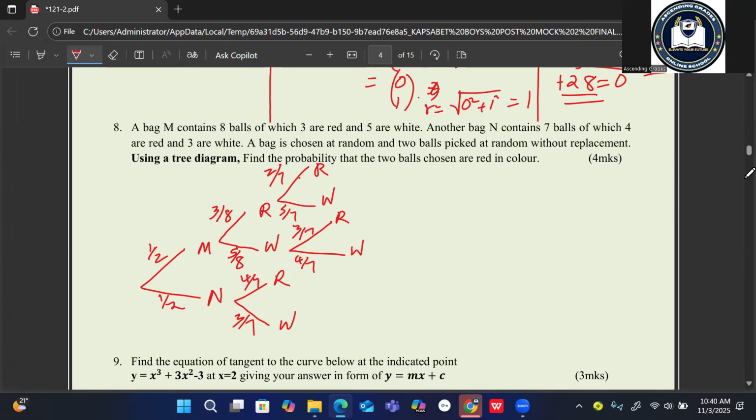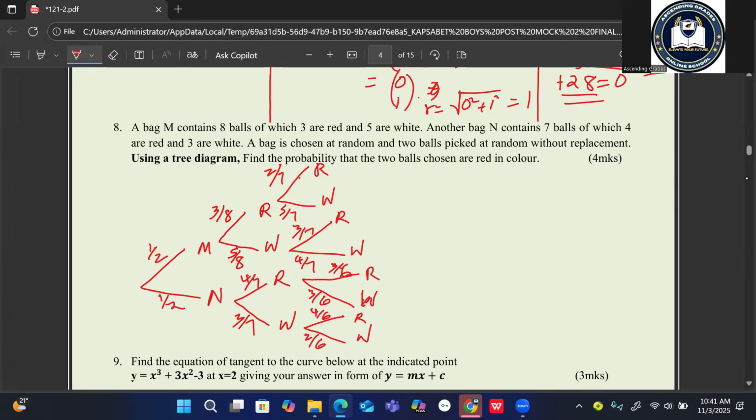We go to the bag N. So if he decides to take red ones on the second time, it means that the red ones would be 3 out of 6 now. So the white ones will still remain to be 3 out of 6. So we go to the last one, that is red, this is white. Now, if he decides to take the white ones, they will be 2 out of 6, and the red one will remain to be 4 out of 6.